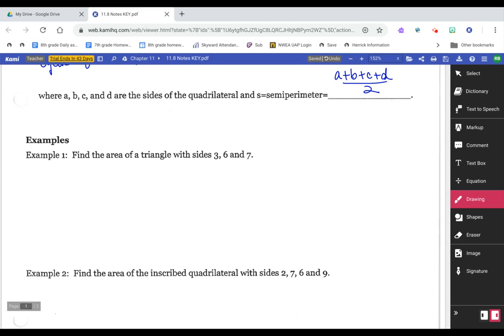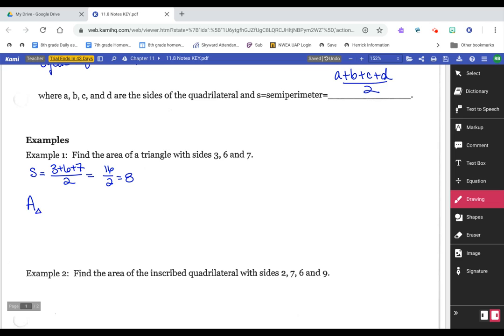Let's use these formulas in examples. So the first example we're going to have, it's going to tell us that the sides of the triangle are 3, 6, and 7. Let's figure out what our semi-perimeter is first. So that would be 3 plus 6 plus 7, which is the perimeter, divided by 2 will give you the semi-perimeter. So we have 16 divided by 2, which gives us a semi-perimeter of 8.